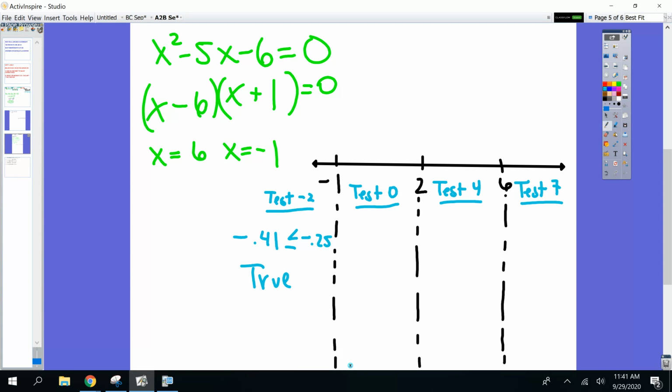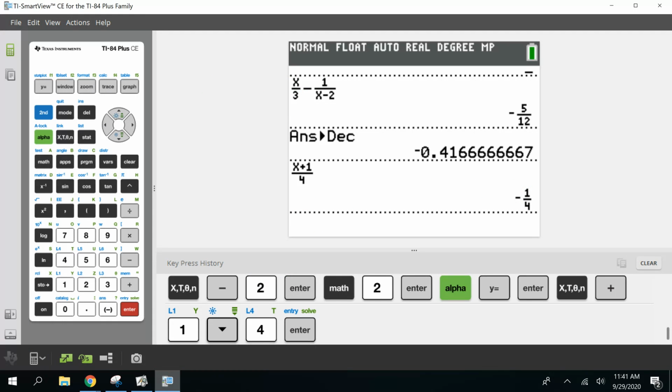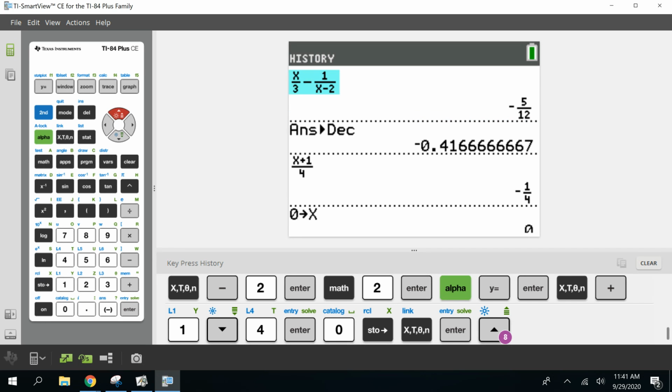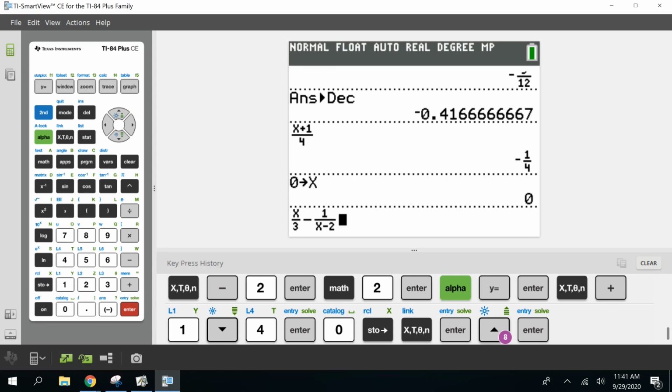Keep going. Now, here's what I said. You only have to type it in once. Watch, guys. I'll do this again today. So as long as you don't clear your calculator, 0, store it in for x now. All I need to do now on most of my calculators is go up to where I put in the left side, highlight it, and press enter.